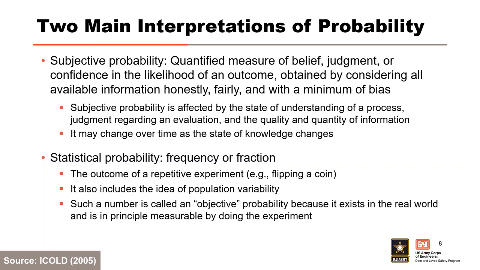There are two main interpretations of probability: subjective probability and statistical. Subjective probability is what we most often consider during a risk analysis, and is a quantified measure of belief or judgment in the likelihood of the outcome we are evaluating. We do this by considering all available information we have, hopefully with a minimum level of bias. Subjective probability is affected by the state of understanding of a process, the judgment regarding an evaluation, and the quality and quantity of information, all of which can change over time as the state of our knowledge changes.